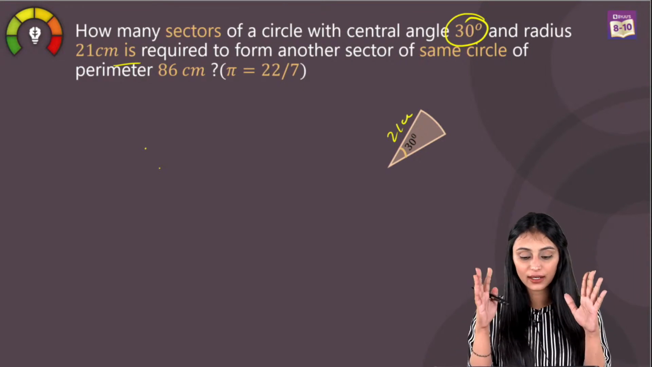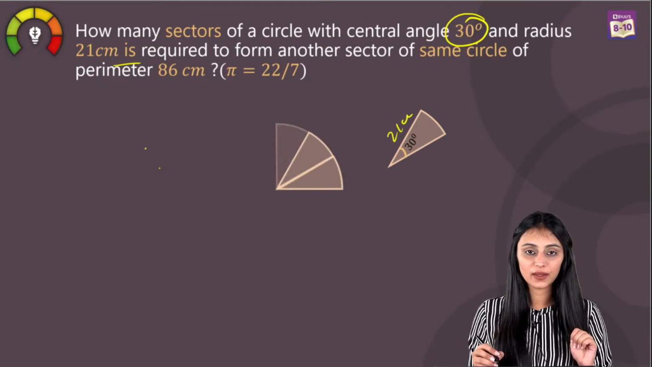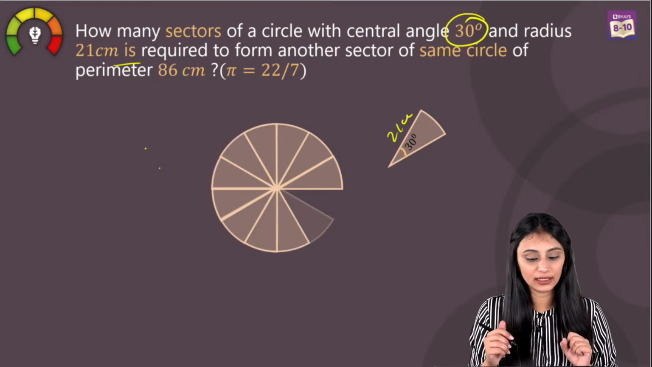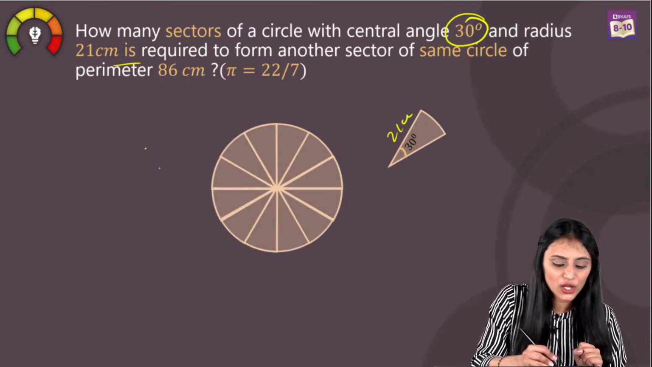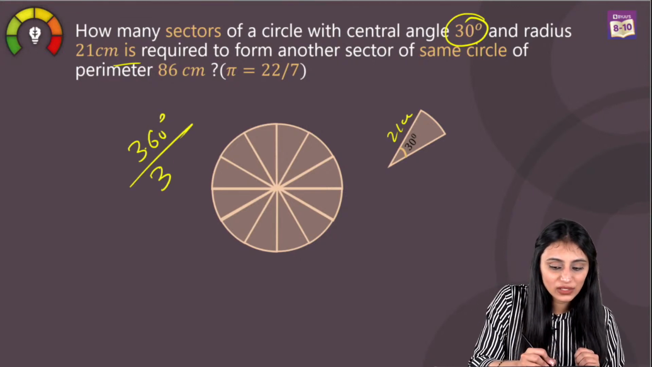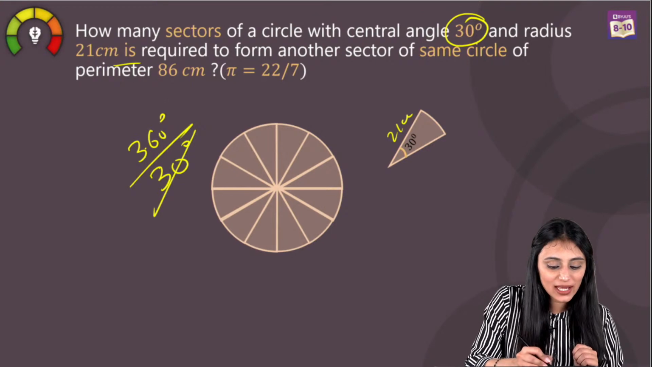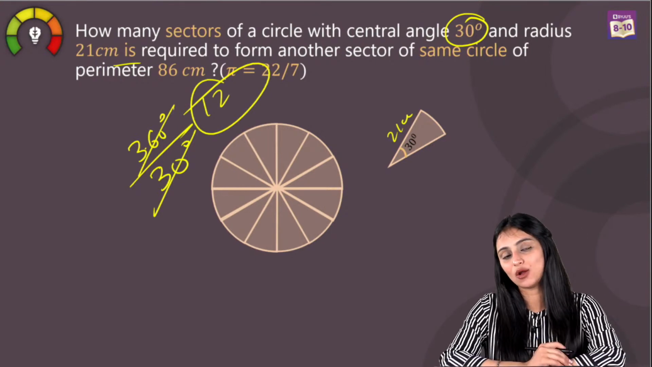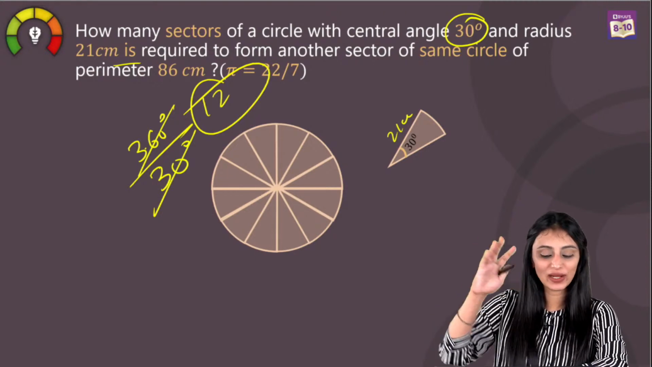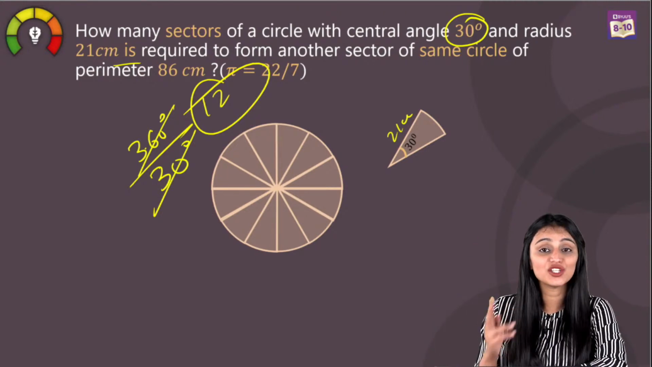First, let's understand. Suppose we have a circle, and all the sectors it has have an angle of 30 degrees. How many sectors will it cover? You would say, ma'am, a complete circle is 360 degrees, and each angle is 30 degrees. So yes, it will have 12 sectors in all in that case, correct? But here the question is not about that.